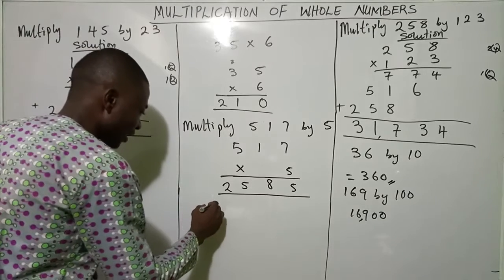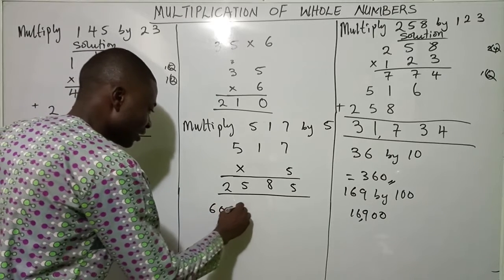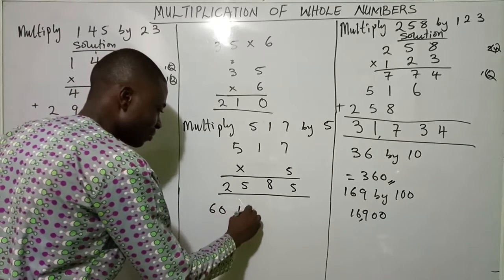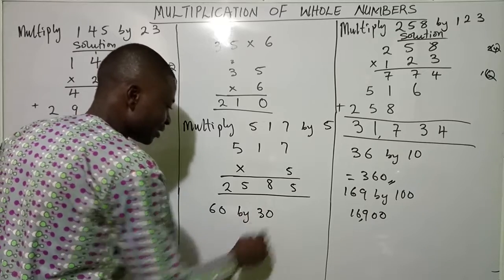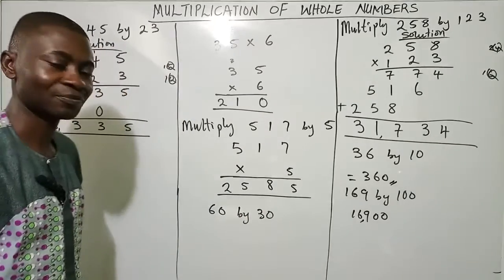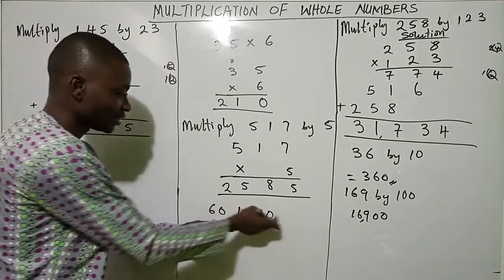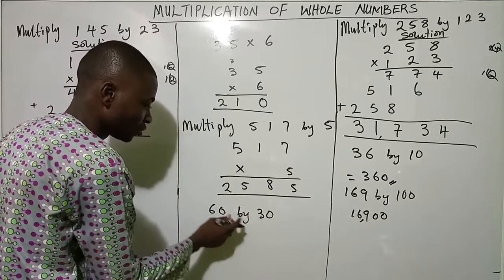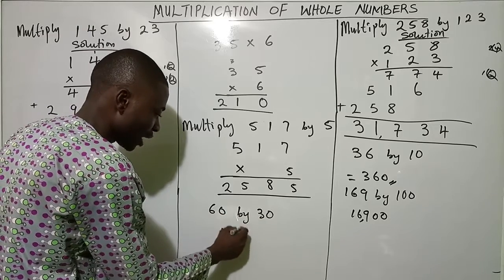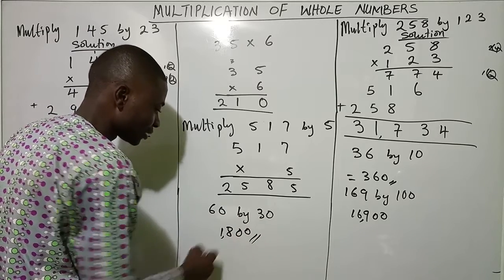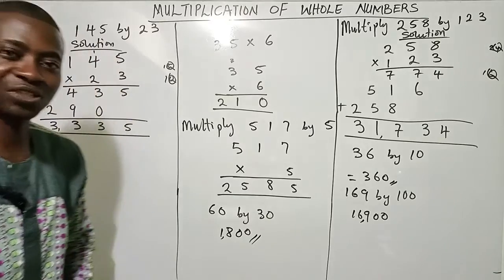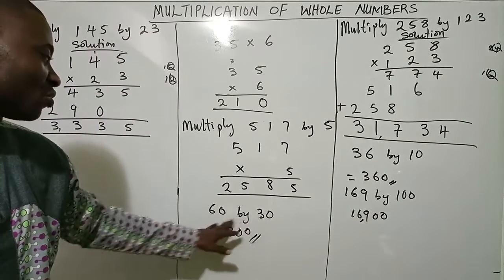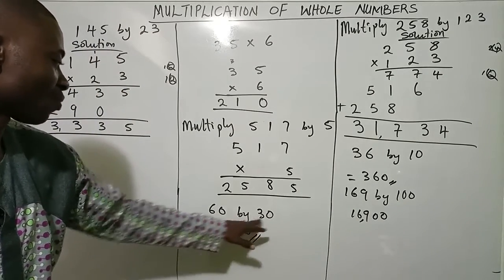Or you have something like, let's say, multiply 60 by 30. What will you do? Just forget these zeros. Just say 6 times 3 is 18. How many zeros do you have? You have 1, 2. So you add the 2 to it, and that is your answer: 1,800. So these are just shortcuts you use in multiplying numbers that end with zeros.